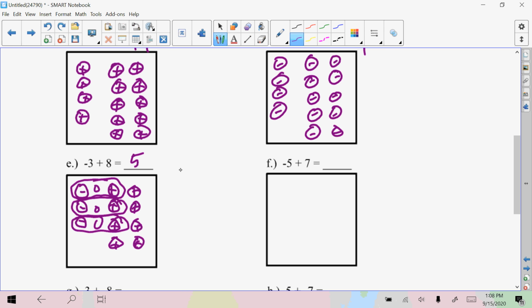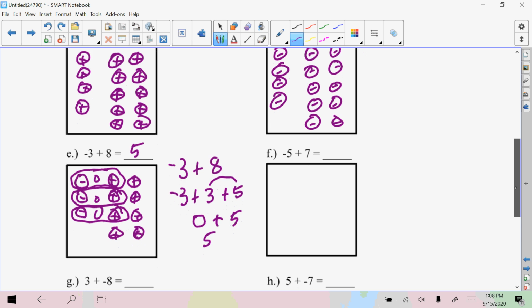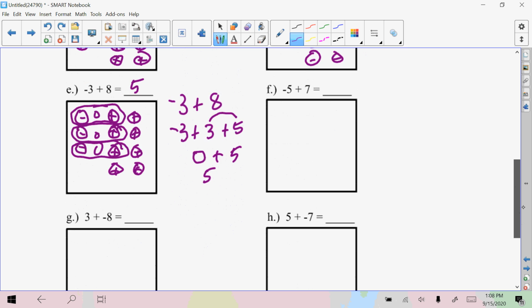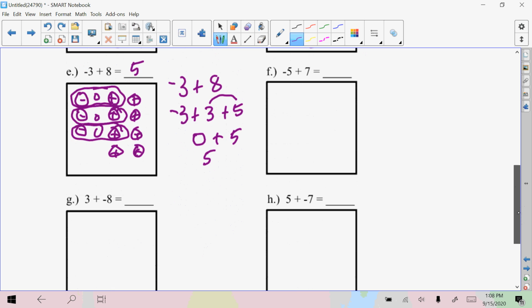Now we're going to write an expression to represent what we just did there so we can kind of get used to this. But we have -3 plus 8 is what we started with. Now what we did is we took 3 from those 8. And so I still have the 8 represented here as 3 plus 5. And then the -3 plus 3 is actually 0 plus 5, and that's just 5. Okay, so why don't you try that with F through H and see how you do.